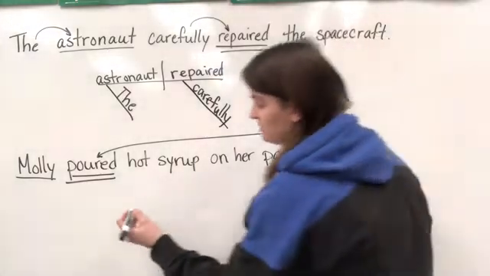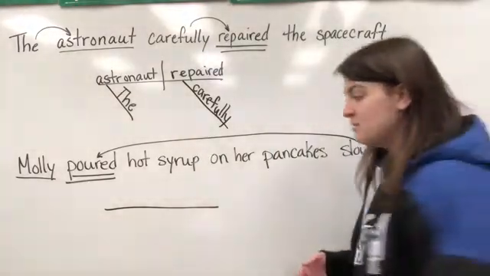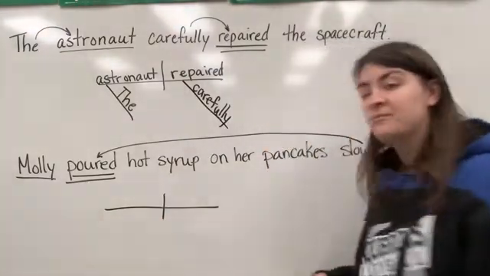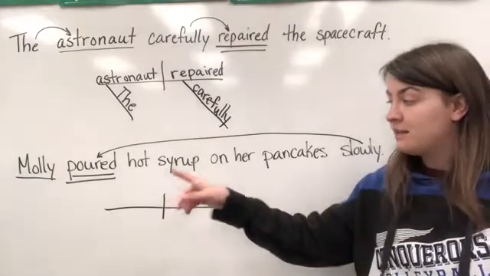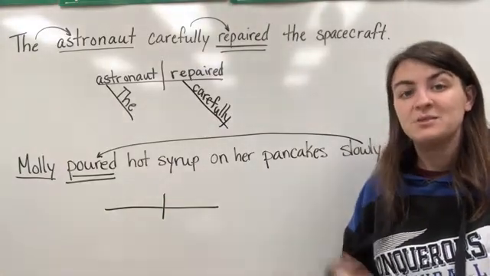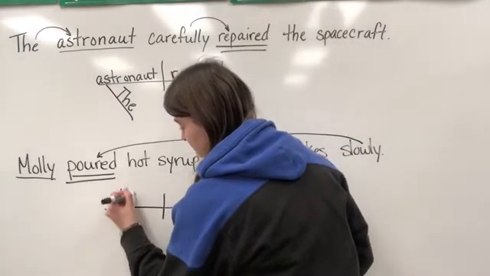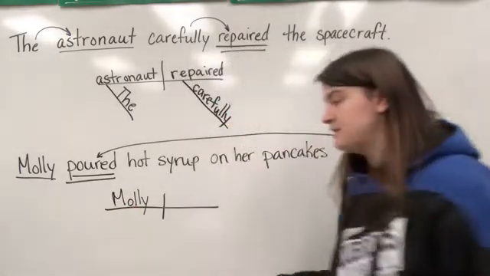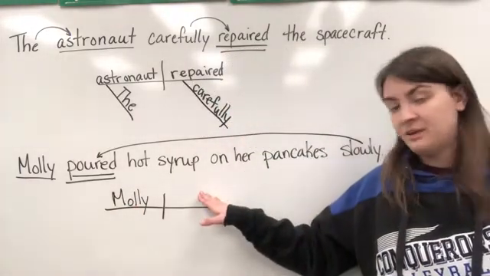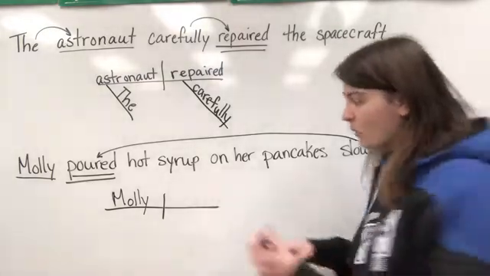Once again, I'm going to draw my horizontal line here for my subject and verb, my vertical line to divide that in half. I need to put my subject Molly on which side, left or right? That's right, it goes on the left side. So I'm going to put Molly over here. And I need to put my verb on the right side. And what was my verb again? That's right, poured.